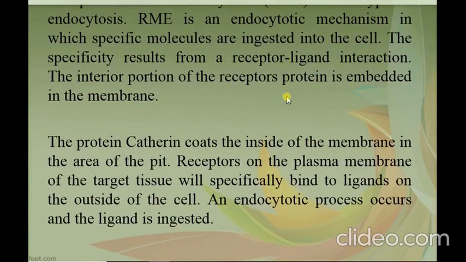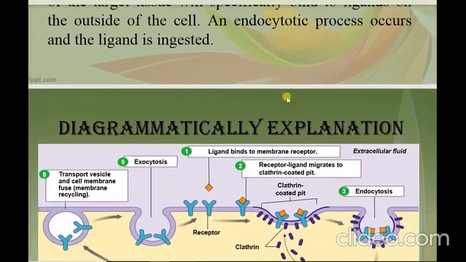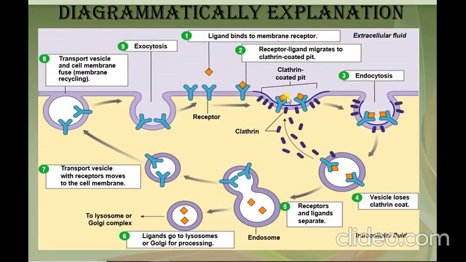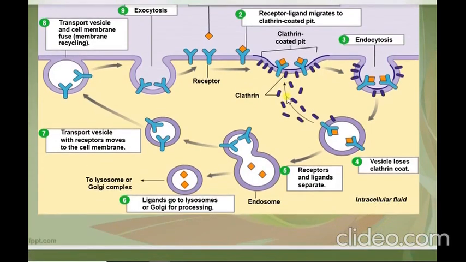It coats the outside of the vesicle, and coated vesicles are formed in this case. Receptors on the plasma membrane of the target tissue will specifically bind to ligands on the outside of the cell, and an endocytic process occurs and the ligand is ingested. This is a diagrammatic representation of the whole process of receptor-mediated endocytosis. We will discuss this stepwise.